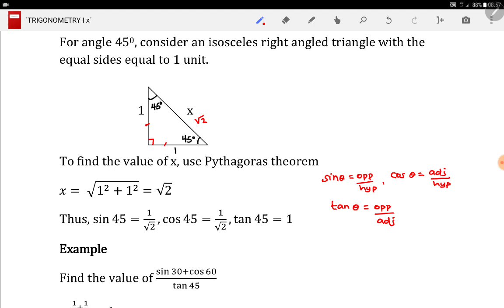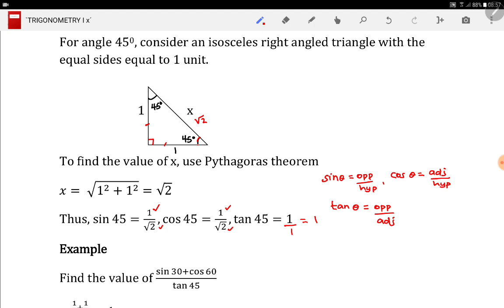So with respect to this angle 45, to obtain sine 45, we take the opposite side, which is 1, over the hypotenuse, which is root 2. Cosine of 45, we take the adjacent side, which is 1, over the hypotenuse. Then tan of 45, we have the opposite side, which is 1, over the adjacent side, which is 1, and this is equal to 1. Therefore, we have the trigonometric ratios of angle 45.